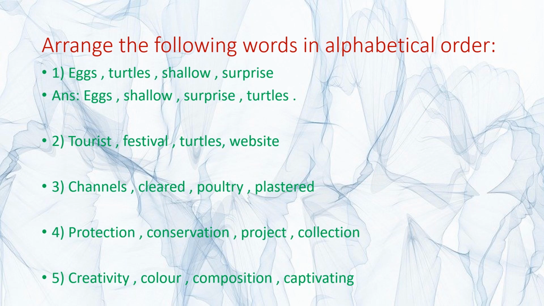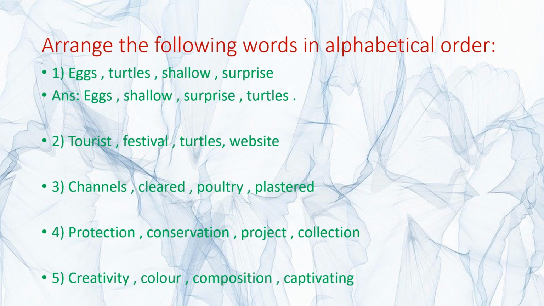Okay. Then moving on to the third one, that is channels, cleared, poultry and plastered. So C, as per the alphabetical order, will come first. So channels, then cleared. Now see the next 2 words here. What are the 2 words here? That is plastered and poultry. So what is going to come first? Yes, plastered, and then the last is poultry. So channels, cleared, plastered and poultry.